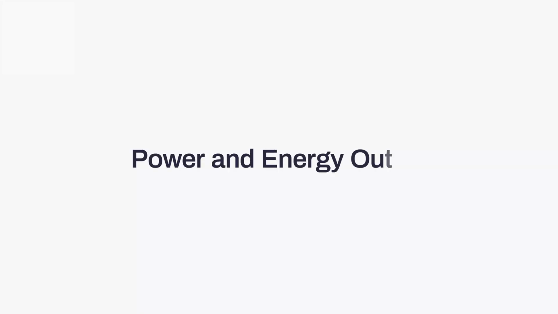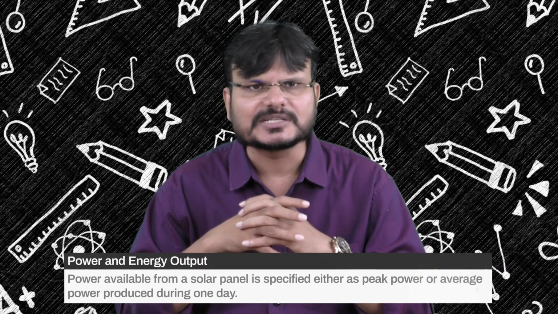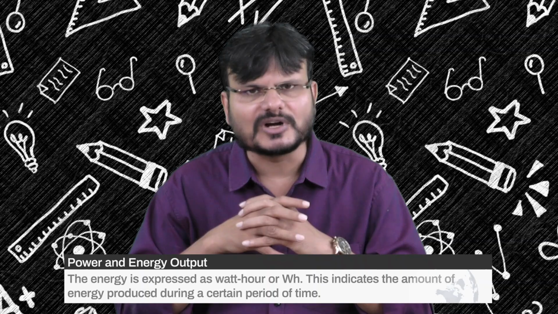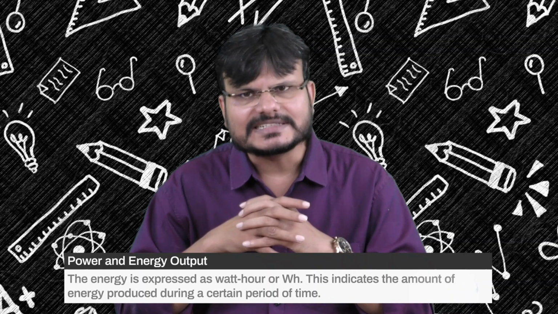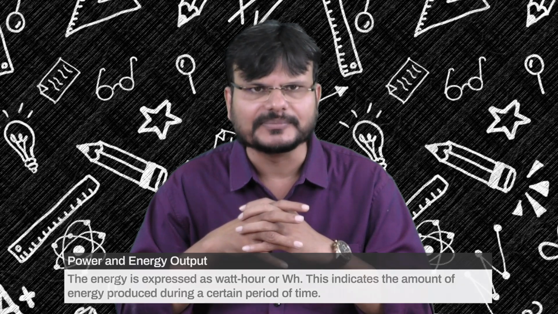Now we have to see power and energy output. Power available from a solar panel is specified either as a peak power or average power produced during one day. The energy is expressed as watt hour. This indicates the amount of energy produced during a certain period of time.